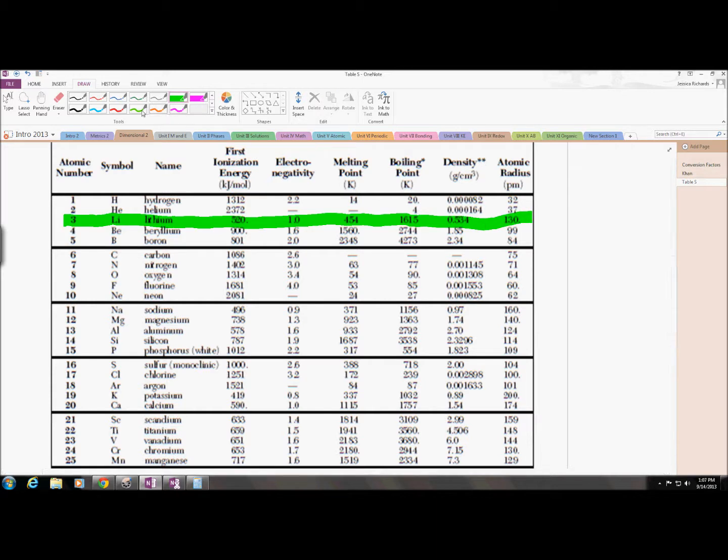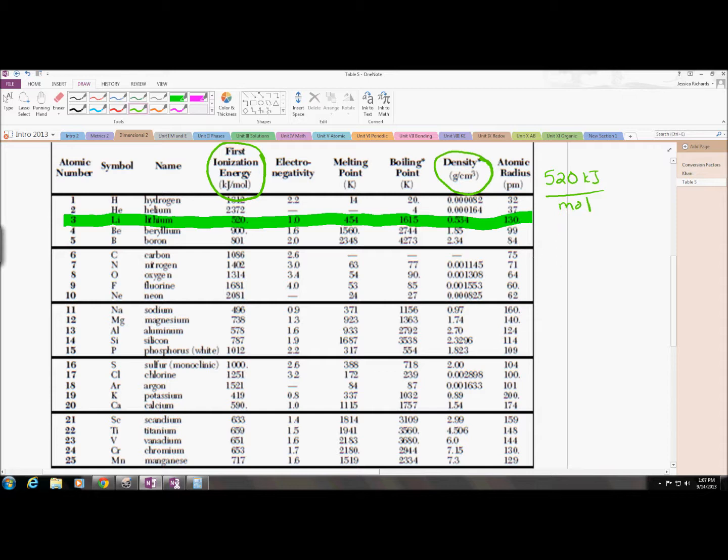When you look at the units up at the top, ionization energy and density are already conversion factors. Do you see that backslash? Backslash means per. So if I look at lithium's information for first ionization energy, when I read this, it says 520 kilojoules per mole of lithium. It's already a conversion factor.